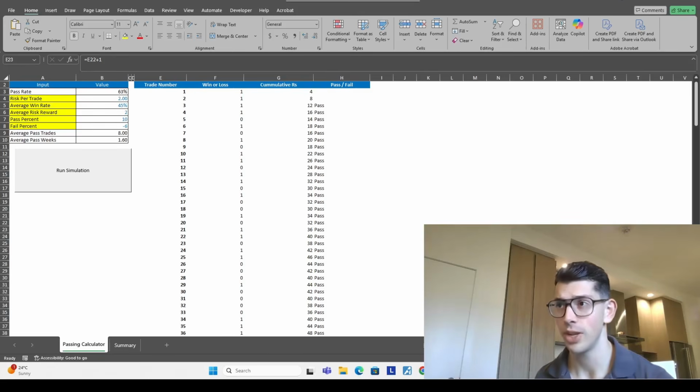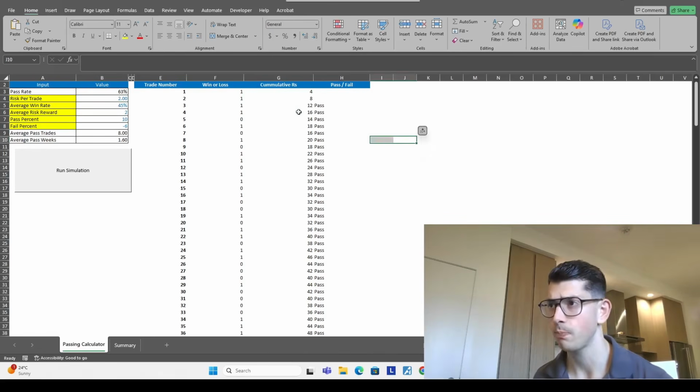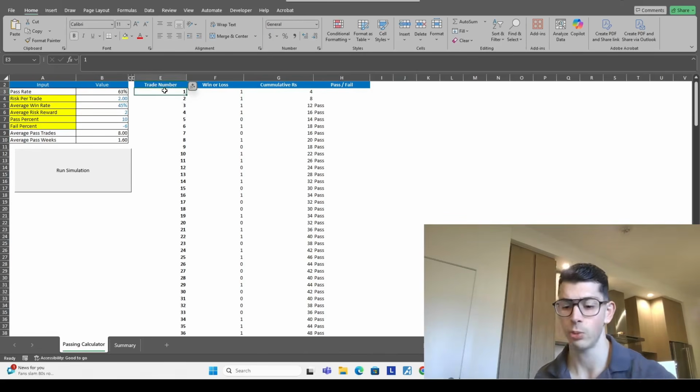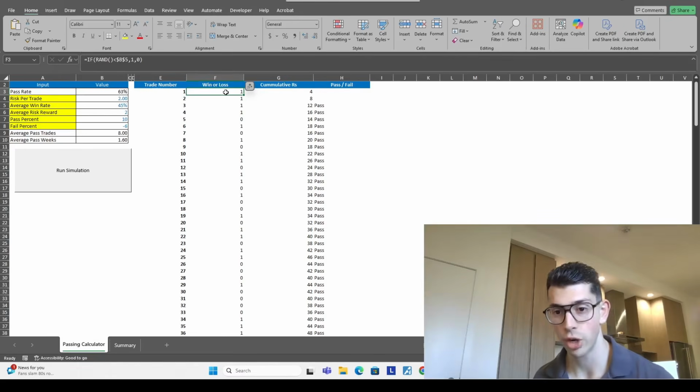So let me show you an example of a system. It's a calculator where we just plug in the win rate and the risk reward, and we're assuming a one-phase prop firm challenge, so we also plug in our pass percent is 10%, our fail percent is -6%, and we're risking 2% per trade. Here you can see that we're simulating a sequence of trades. We are using a random number generator where we put either a 1 or a 0: 1 if we win, 0 if we lose.